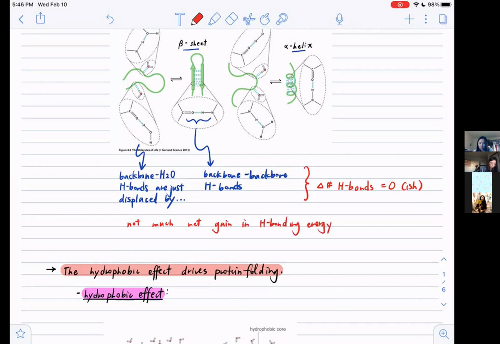from the folding of the protein. And so another way to state this is that there's not much additional stability in the folded protein from H bonding.